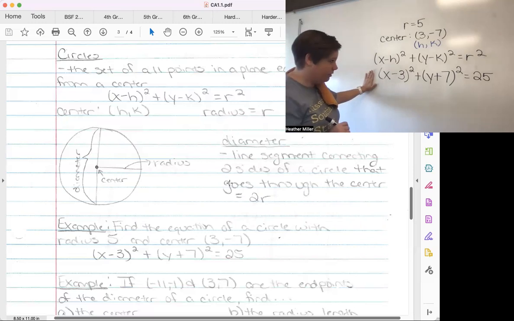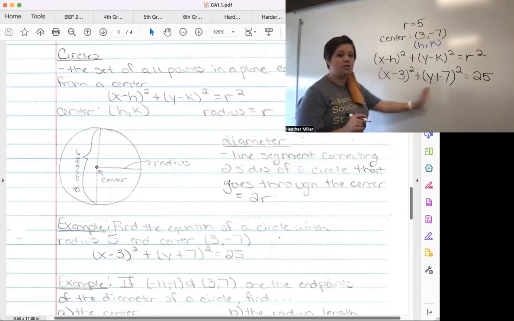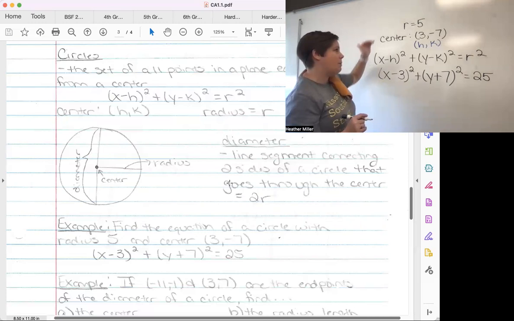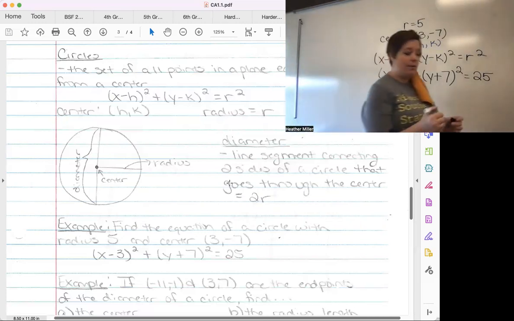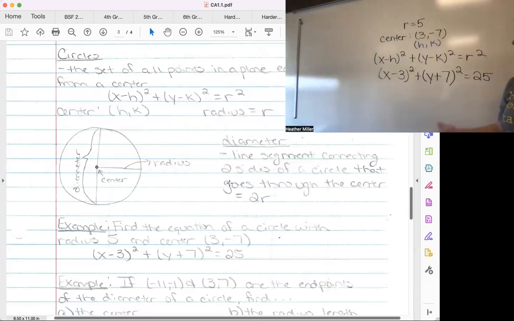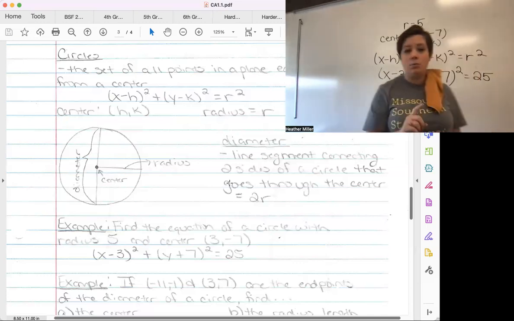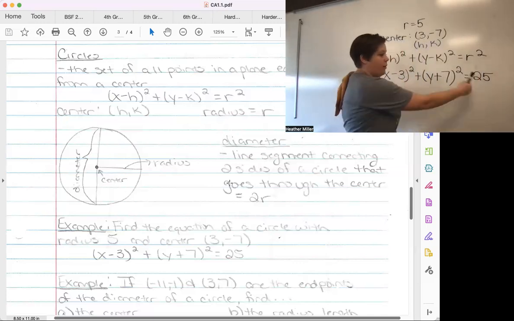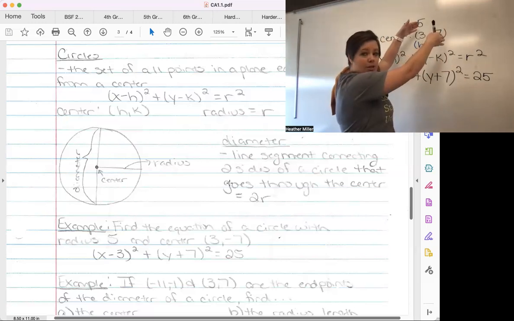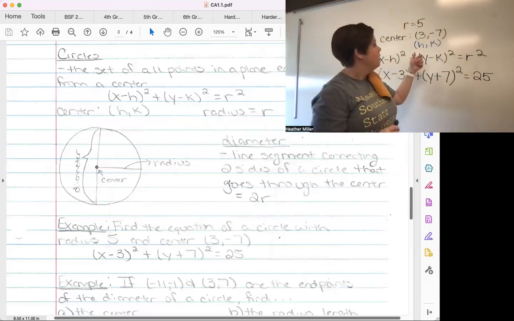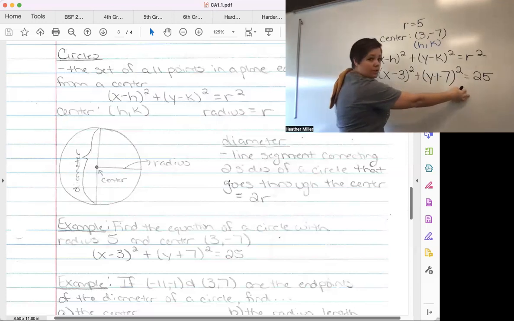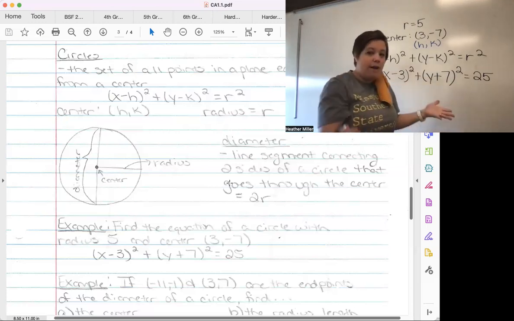And hopefully, if you were given just the equation like this, we could go backwards and say, okay, well, if I know that's the equation of a circle, then I can find out my radius. I would have to take the square root of this number, but that would give me the radius. And I could look here for my h and my k. The one thing to be wary of if you're going from the equation back up to the information, because that will happen, because sometimes they're going to give you just the equation, and they're going to say, now graph it.